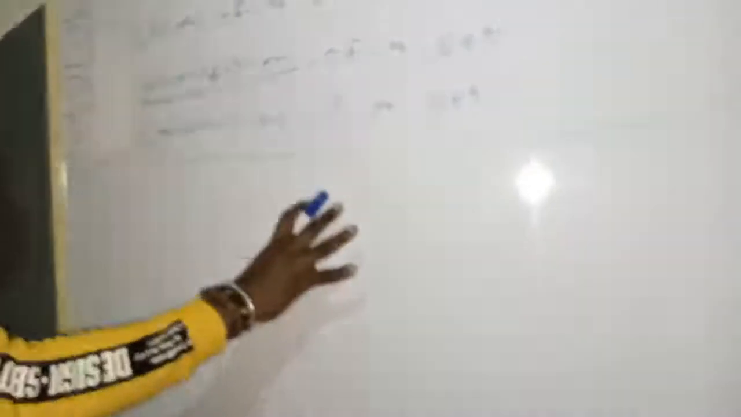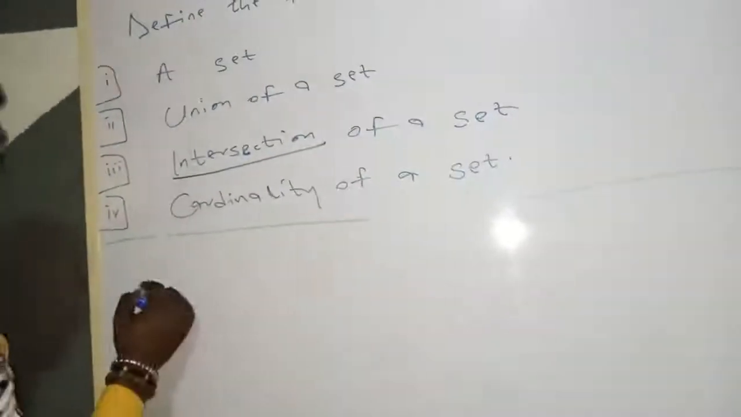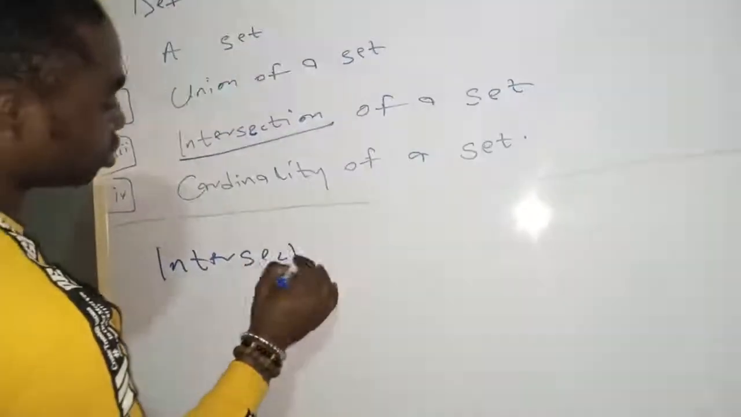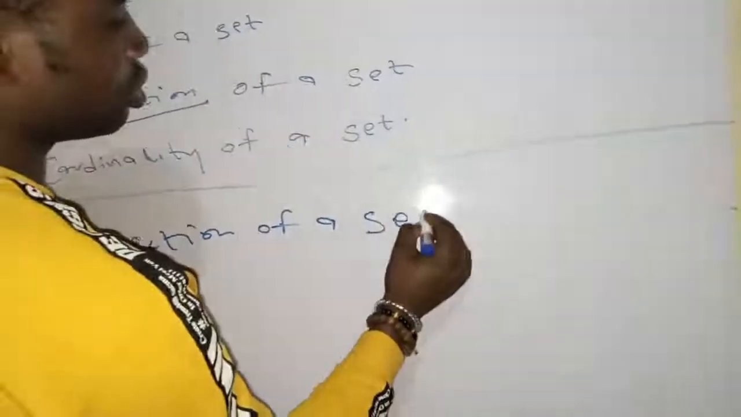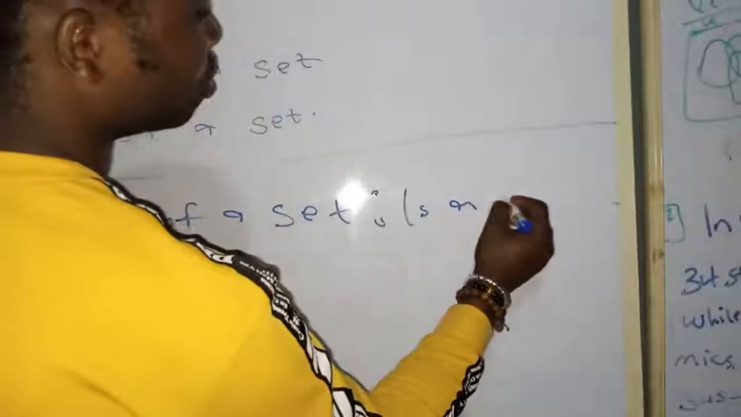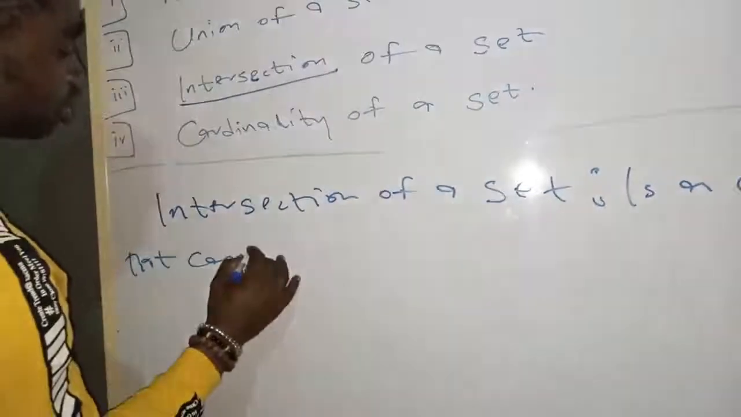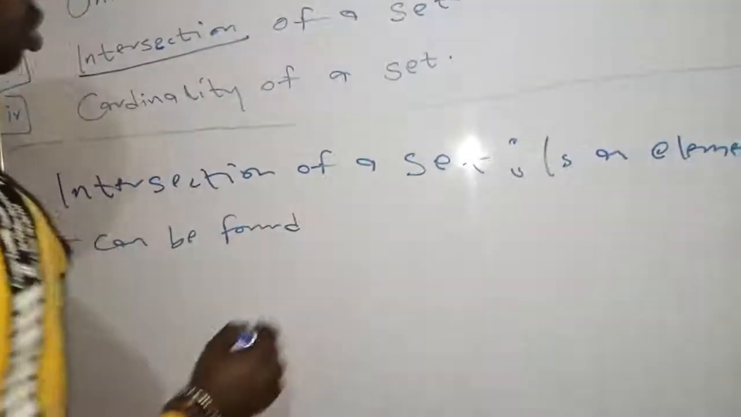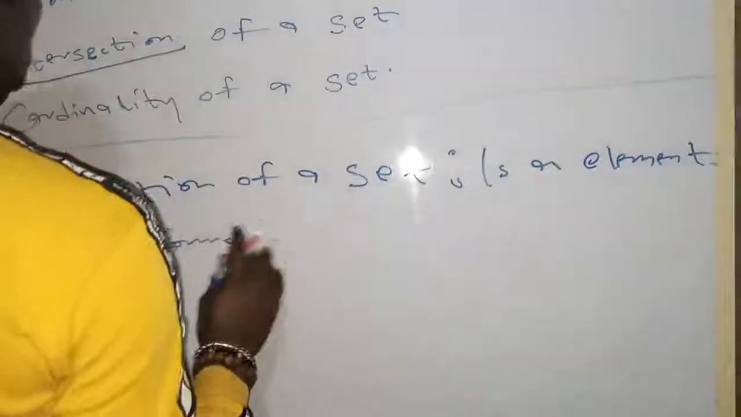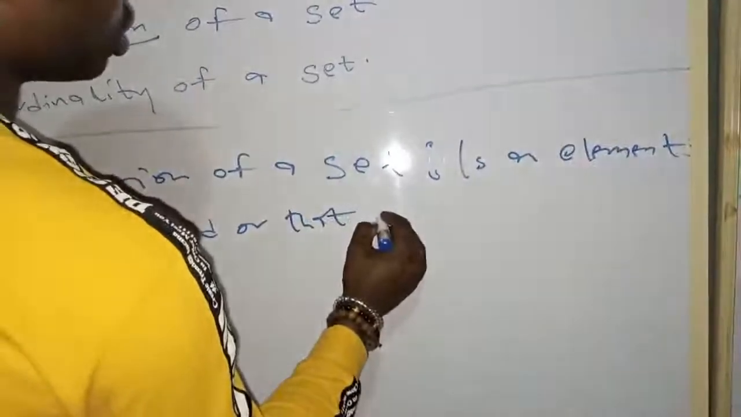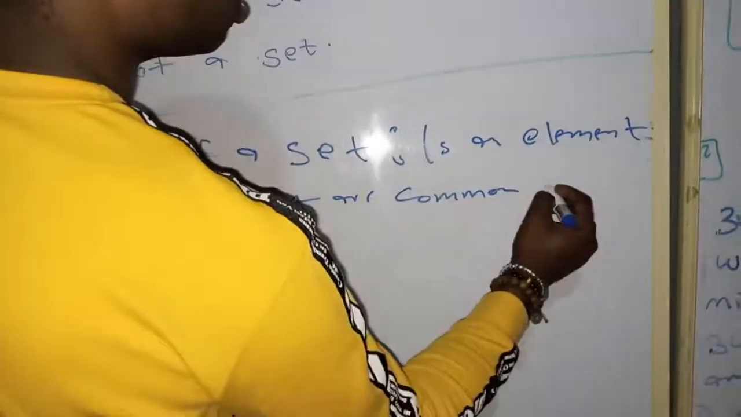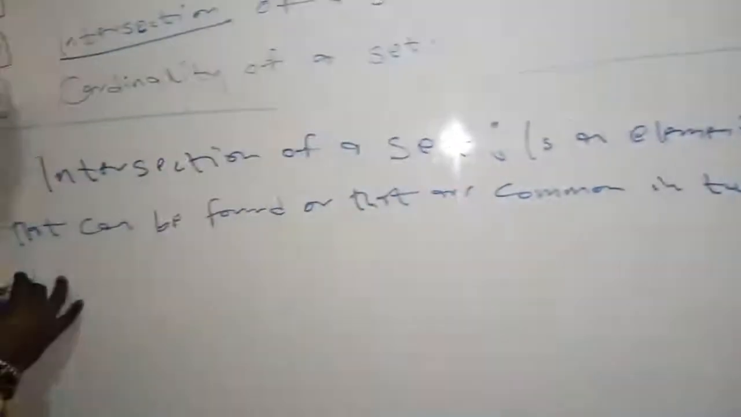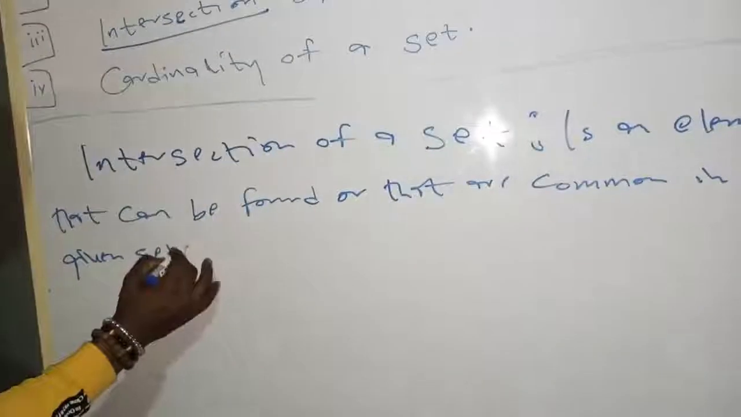So when they say intersection of a set, it simply means these are the elements that can be found in, or that are common to, two given sets. So that is what they mean.